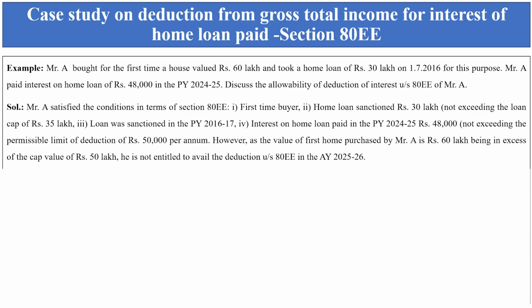So the tax treatment of this allowability will be as follows. Mr. A satisfied the conditions in terms of section 80EE: first-time buyer, it's okay. Home loan sanction of 30 lakh, not exceeding the loan cap of 35 lakh, it's okay. The loan was sanctioned in the previous year 2016-17, it is okay. Interest on home loan paid in the previous year was 48,000, not exceeding the permissible deduction limit of 50,000 in a year, all are okay.